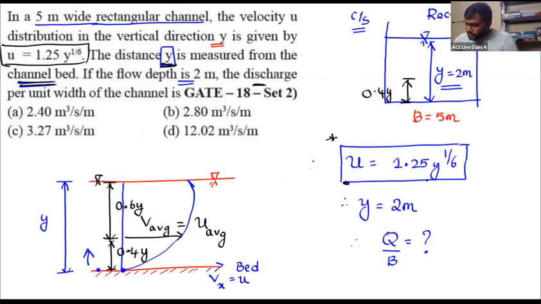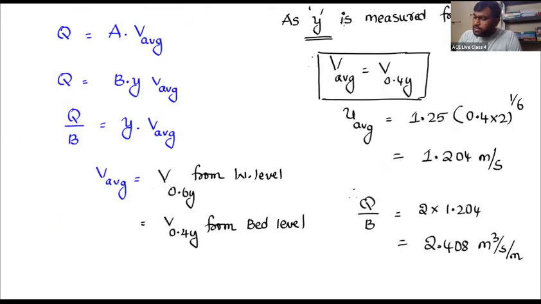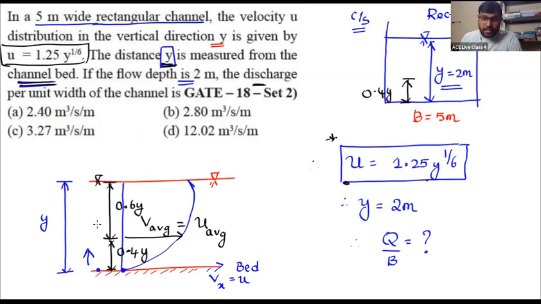So why can't we take 0.65? We get the same answer? No, you don't get the same answer, my dear. See, I mentioned y is measured from the bed level. You observe this figure clearly. When I take the y value from the bed level, where am I getting the average value? I am getting the average value at a depth of 0.4y from the bed level. And it is clearly mentioned that the depth is measured from the channel bed.